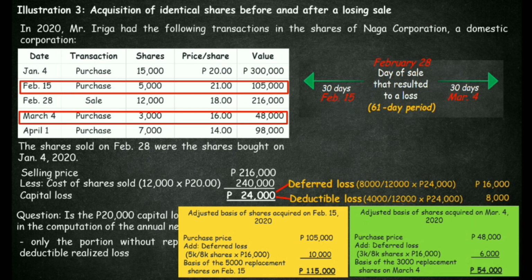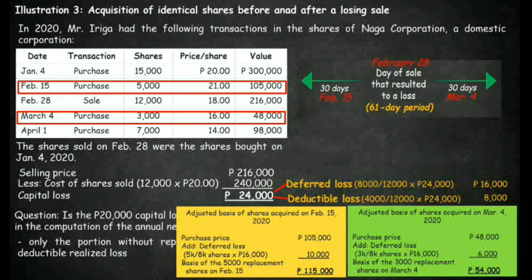And then, add 48,000 plus 6,000. So, the total is 54,000 pesos. So, ito yung adjusted basis ng replacement shares acquired on March 4, 2020. And then, itong deductible loss na 8,000 pesos, this will be deducted pag mag-compute tayo ng net capital gains in 2020.